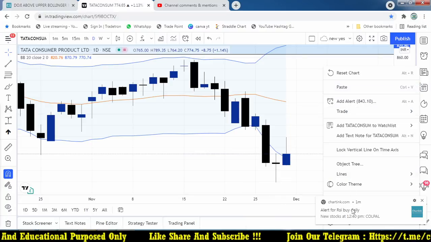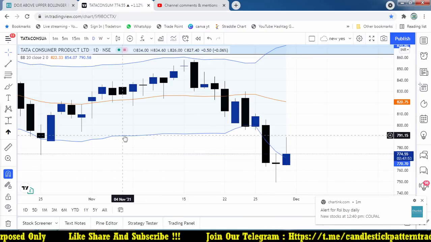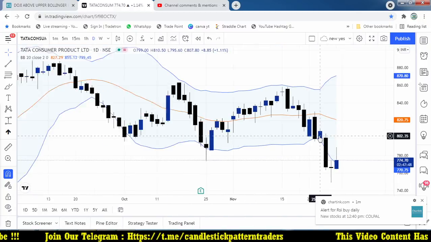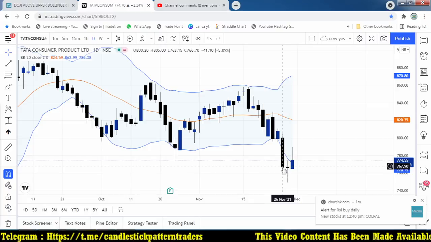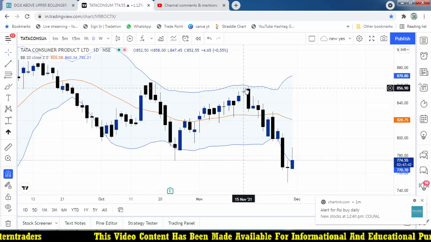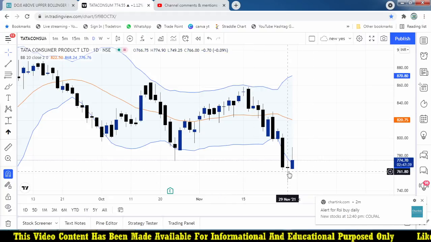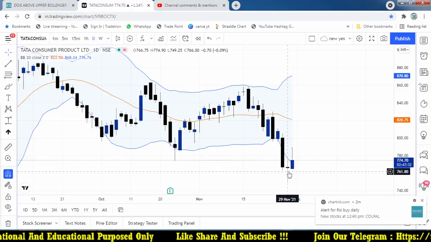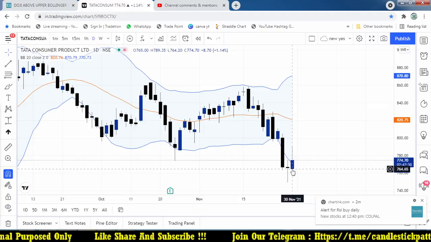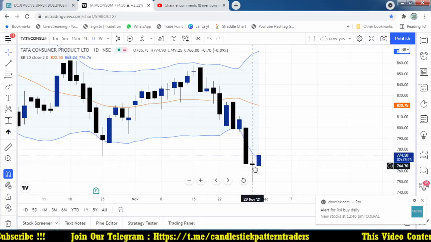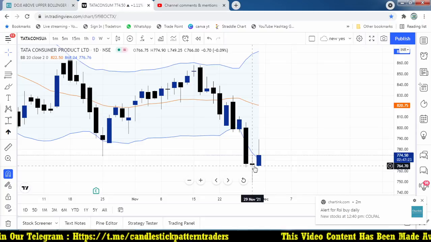So let's remove all the drawings. What happened here? That is a good opportunity at the lowest level, because previously the market was trading around 850, 56 or 57. Now we got our lower level buy opportunity around 774. That is a good opportunity where we can try to take a trade. Around 775 is the entry price, and it is moving towards 789. This was such a good opportunity at the lowest level of the market.